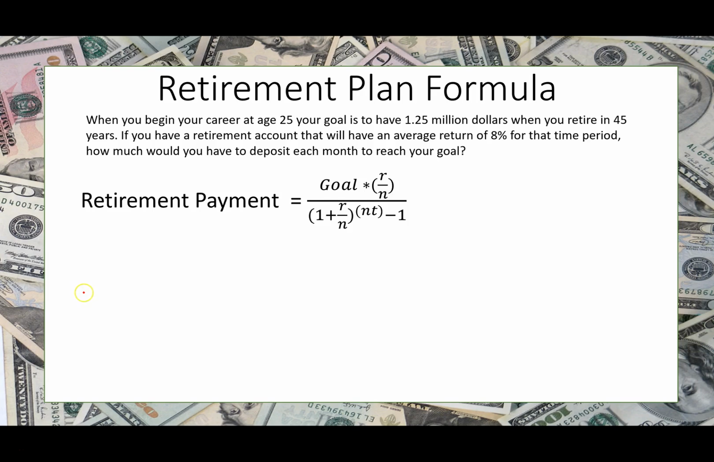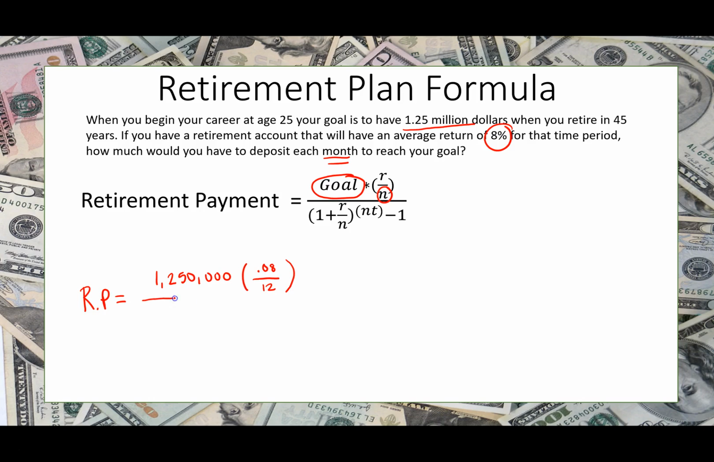Well, your retirement payment, I'm just going to abbreviate that, and this is going to be a monthly payment, right, this says each month, is going to be equal to your goal. What is your goal? That's the amount that you want to retire with, and in this case, it's $1.25 million. We write $1.25 million just like this, times my rate, well, my rate is 8%, so that's going to be 0.08 divided by my N. We're talking about monthly payments, so we got 12. And N is going to be 12 for every single one of these problems.